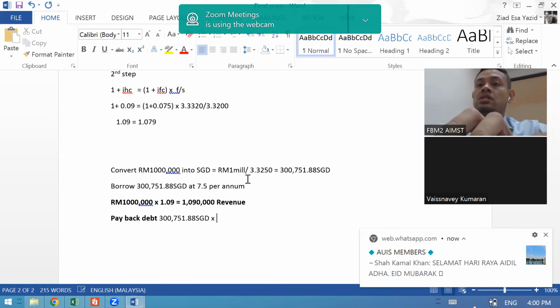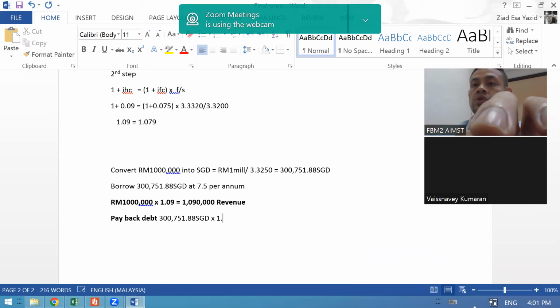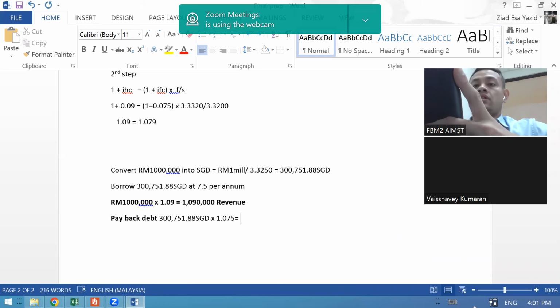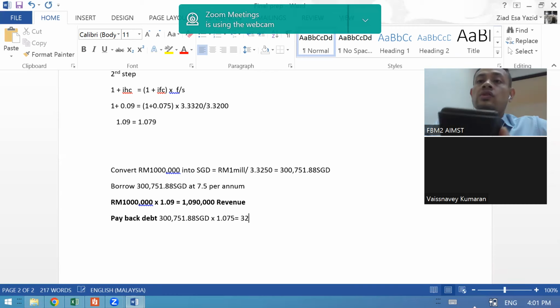Times 1.075. You will get 300,751.88 times 1.075. So you will get the amount of Singapore dollar that you need to pay your debts: 323,308.27. You need to pay back this one, in terms of your debts.